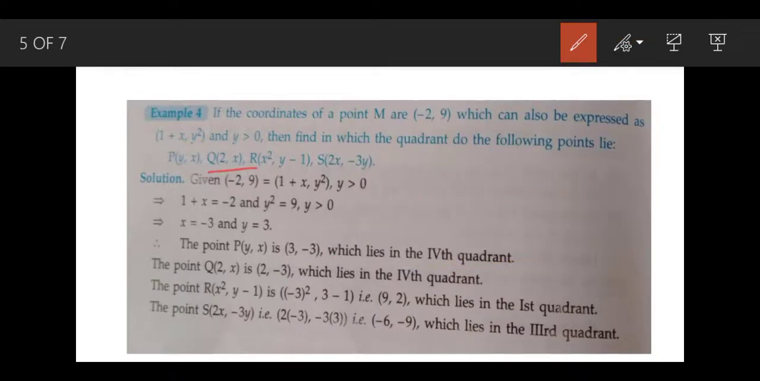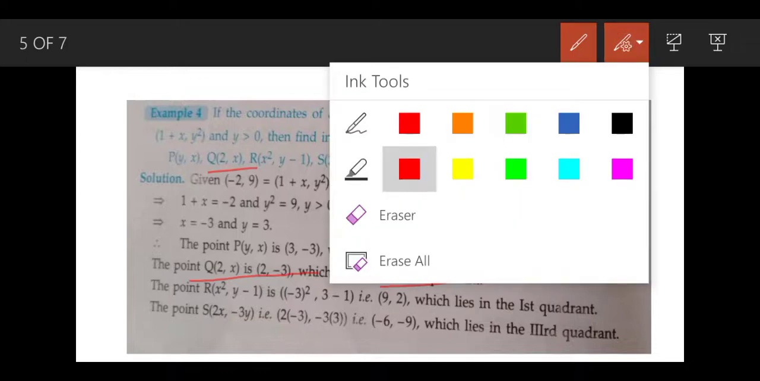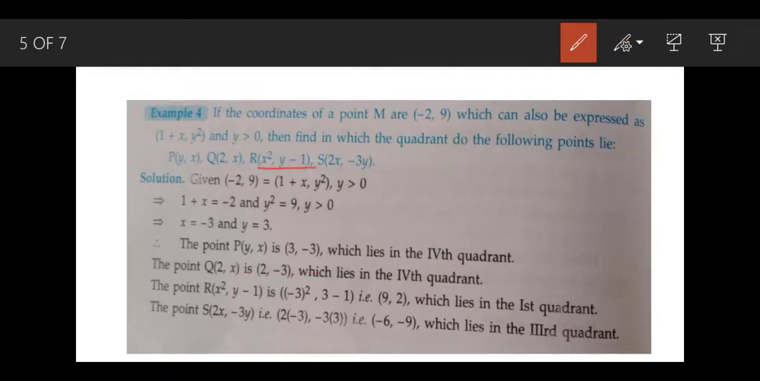Next, point Q, (2, x). x is -3. So 2, -3, again plus, minus, will lie in the fourth quadrant. Next, point R, (x square, y minus 1). What will be x square? Minus 3 square means 9, comma y minus 1 means 3 minus 1, 2. So the coordinates will be 9, comma 2. Both plus means it lies in the first quadrant.